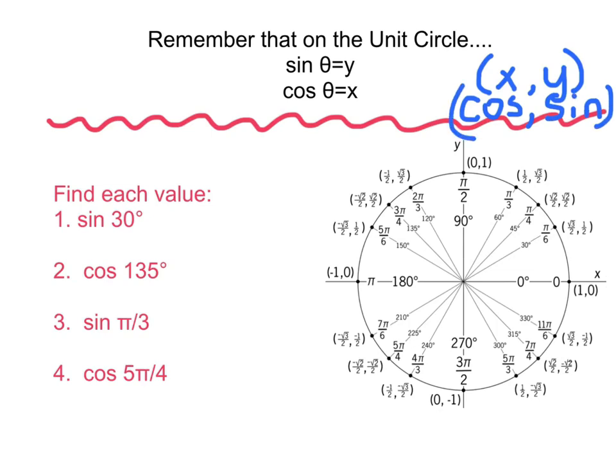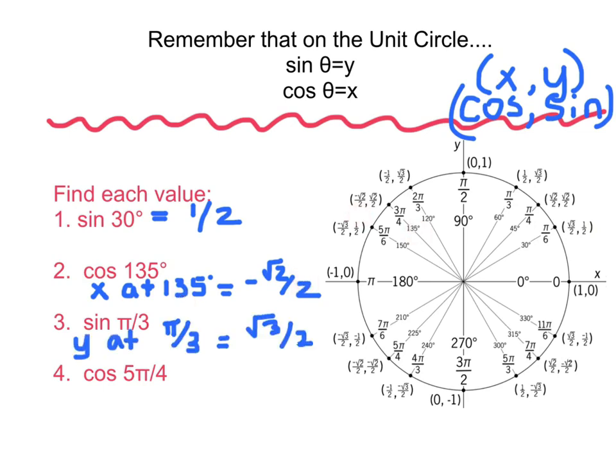So if I were doing the first one, sine of 30 degrees, that would be the y value. At 30 degrees, the y value is 1/2. And the second one, cosine, so that would be the x value at 135. The x value at 135 is negative square root 2 over 2. And the next one, sine is y, the y at pi thirds, the y value is root 3 over 2. And finally, the last one, cosine is x, that 5 pi fourths is negative root 2 over 2, right there.